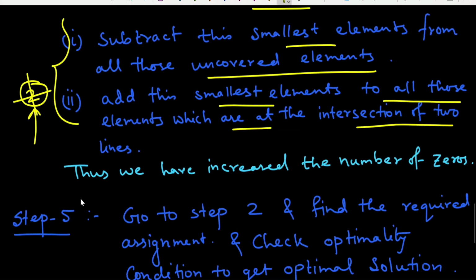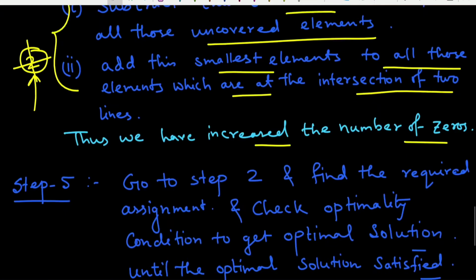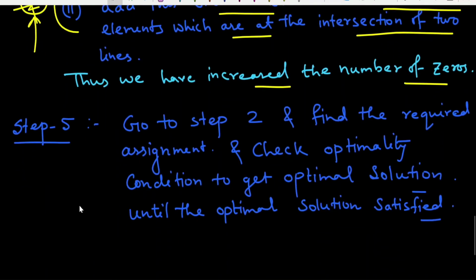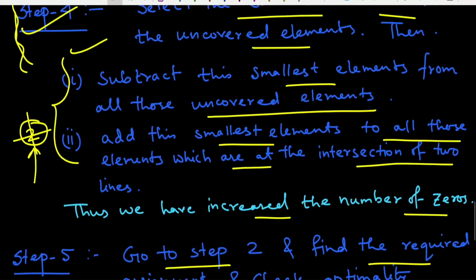Now thus we have increased the number of zeros, that is, our motto for step 4 is to increase the number of zeros. Step 5 says that go to step 2 and find the required assignment, check the optimality condition to get the optimal solution, until the optimality condition is satisfied. That is, we repeat the process.